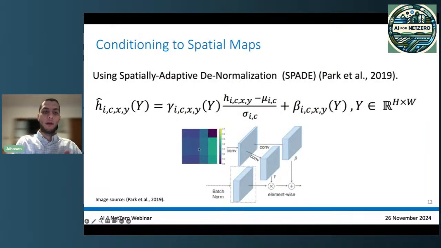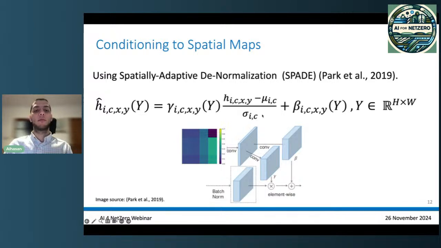The second problem that we were interested in is to condition on spatial maps. So in this case, the condition is not just a scalar value, it's actually a map. This map describes the spatial distributions of the geological phases. And for this problem, we use the method called SPADE, or spatially adaptive denormalization.